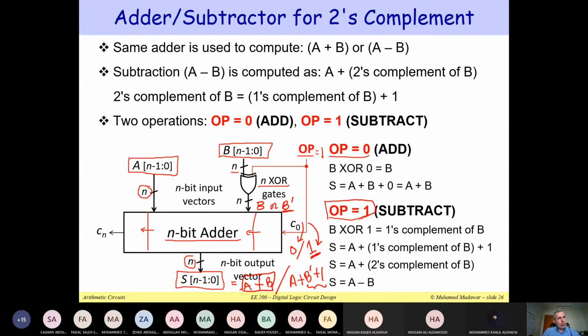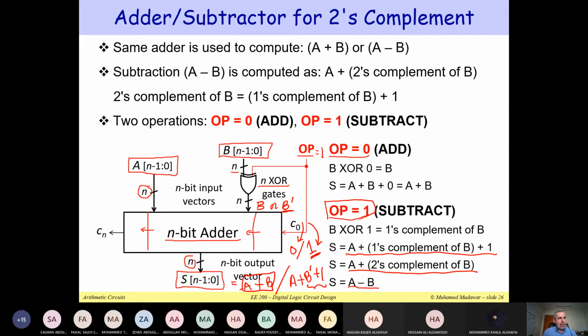Students, what is B prime plus 1? B prime is the 1's complement, but B prime plus 1 is equal to what? 2's complement. 2's complement, yes, thank you. And what is A plus B prime plus 1? A minus B. Exactly. So I use the same adder to do subtraction without the need to design a different circuit for subtraction.